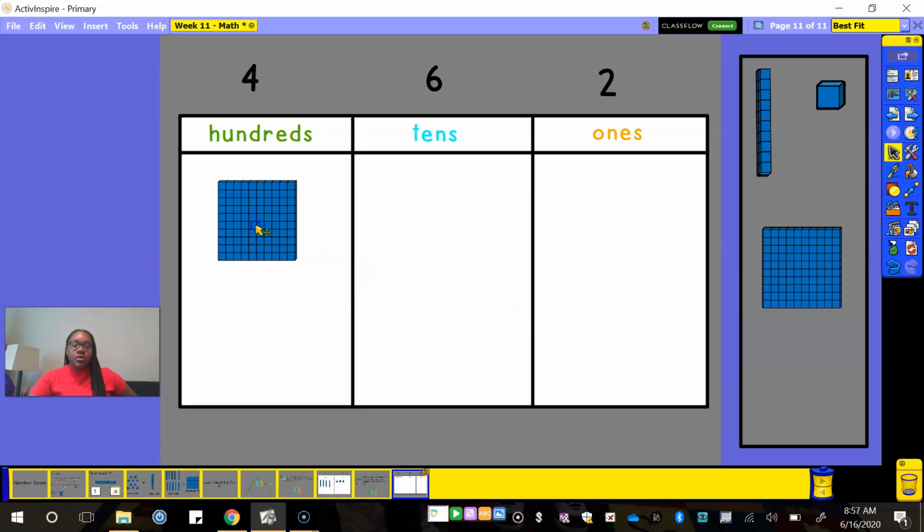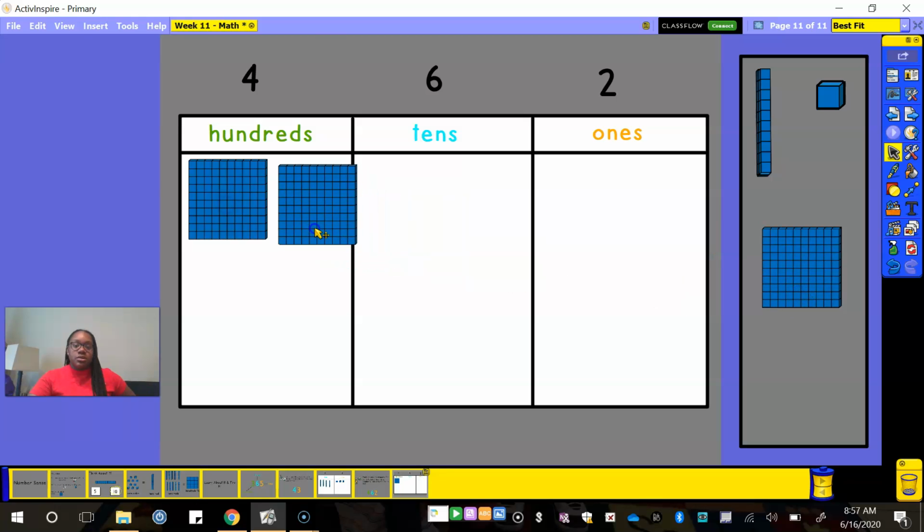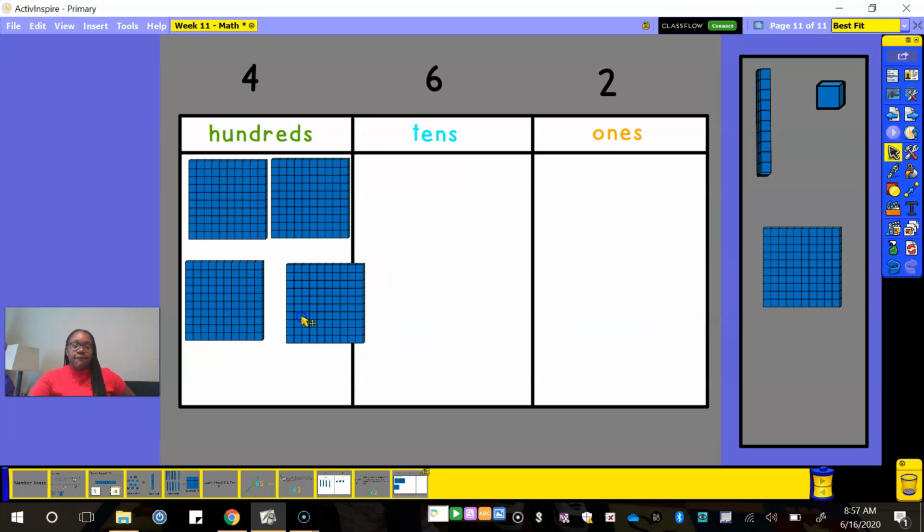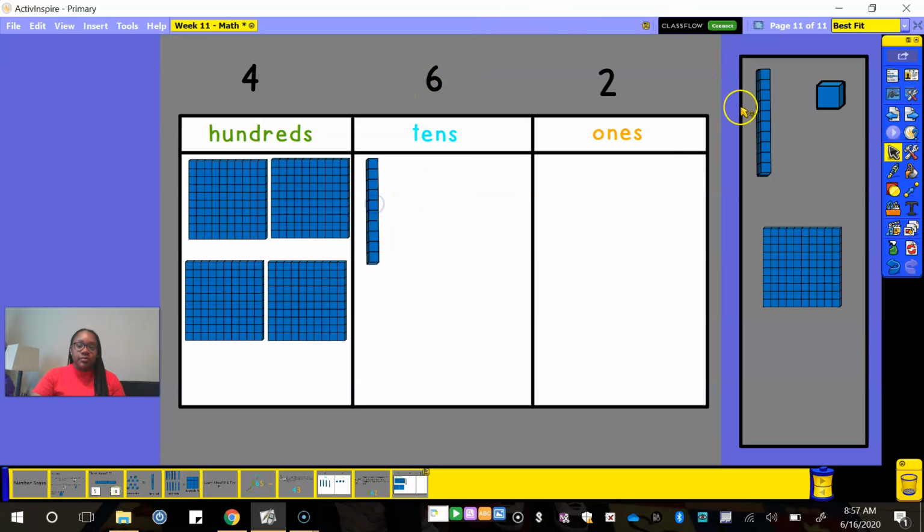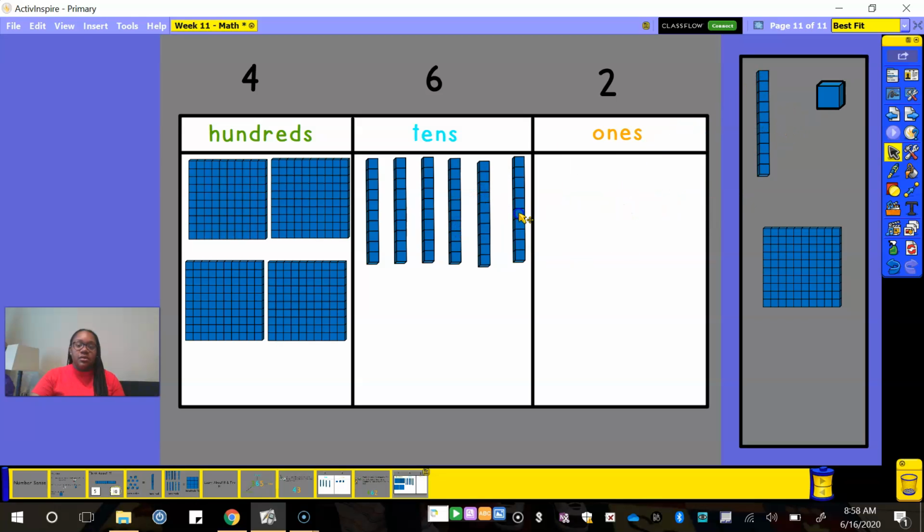Count with me. 1, 2, 3, 4. Stop. Now we're going to move over to the next column, to our tens place. We need 6 tens rods. 1, 2, 3, 4, 5, 6. Stop. Now we're going to go to the ones place.